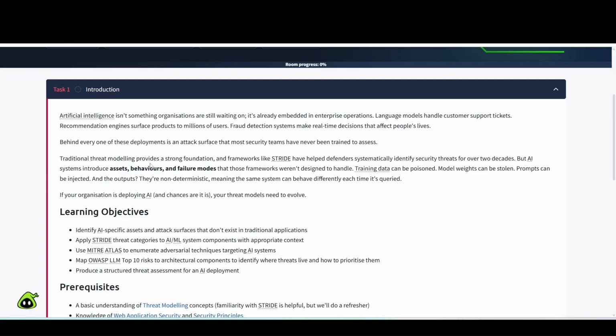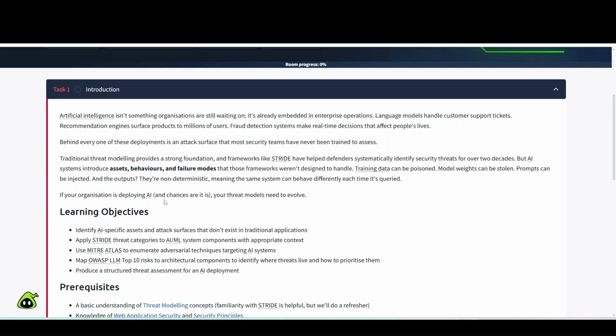Traditional threat modeling provides a strong foundation, and frameworks like STRIDE have helped defenders systematically identify security threats for over 2 decades, but AI systems introduce assets, behaviors, and failure modes that those frameworks weren't designed to handle. Training data can be poisoned, model weights can be stolen, prompts can be injected, and the inputs are non-deterministic, meaning the same system can behave differently each time it's queried.